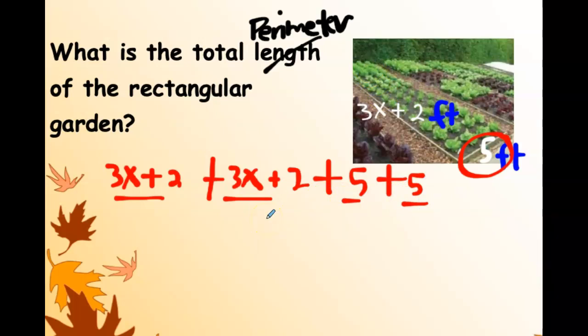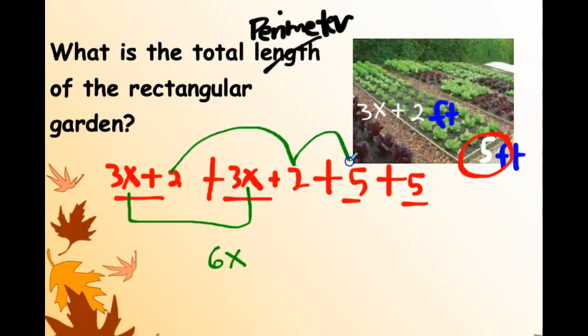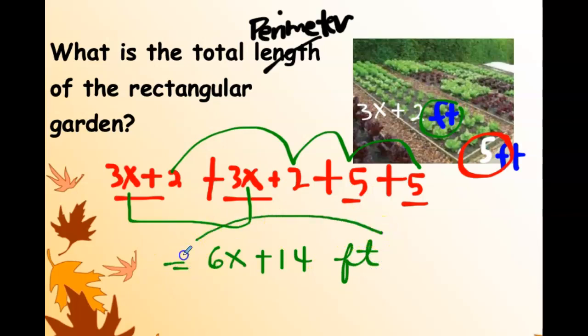Then we could combine terms. So this 3x and this 3x we could put together because there's no more x's there. So they're going to be 6x. And then let's see, 2 plus 2 plus 5 plus 5. Do your mental math. They're going to be 14. And since the unit is in feet, I'm just going to put here feet. So the perimeter of this garden is 6x plus 14 feet.